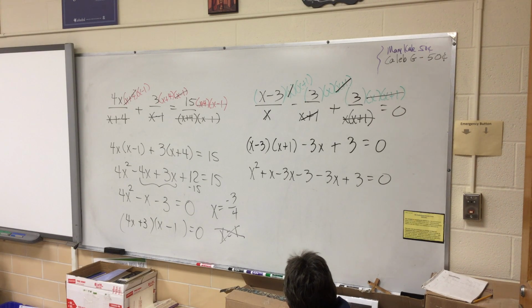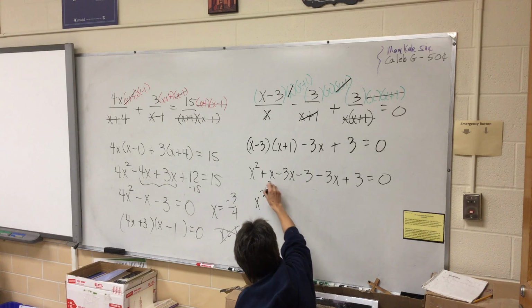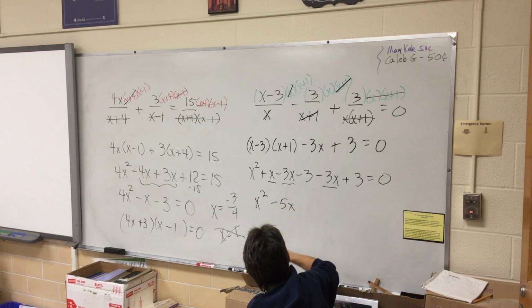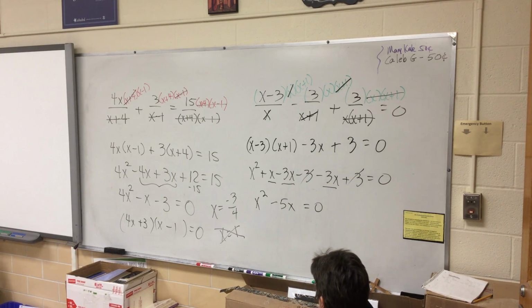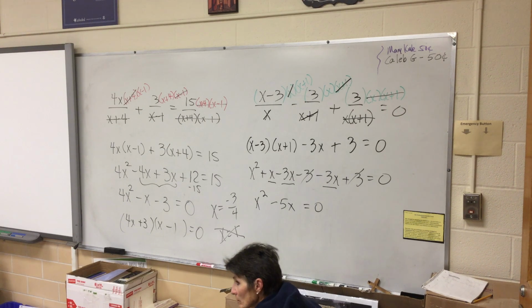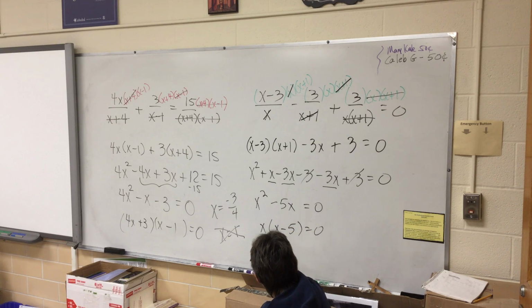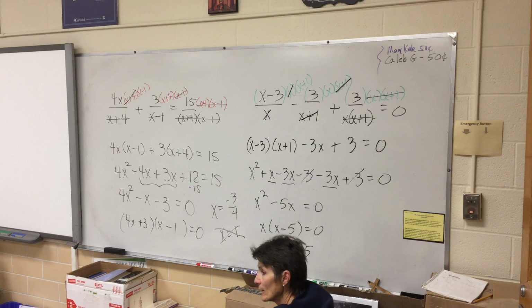So I FOILed out the first two terms, and now I have terms that I can add up. So I have x squared. Now, how many x's do I have? Minus 5x. And don't those cancel? Does that look okay to everybody? Let's take out an x. And I get two answers. One of them is 0 and one of them is 5. x equals 0, x minus 5 equals 0. Do I have any extraneous or do I keep them both?